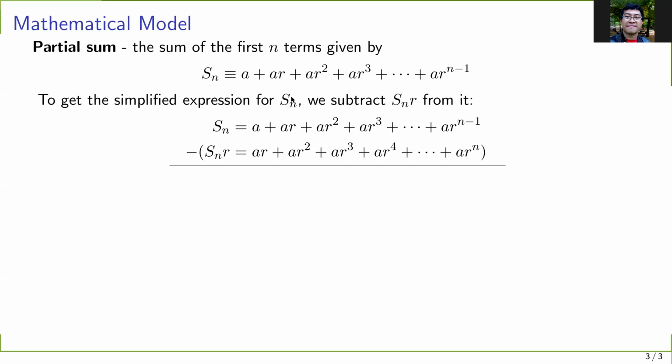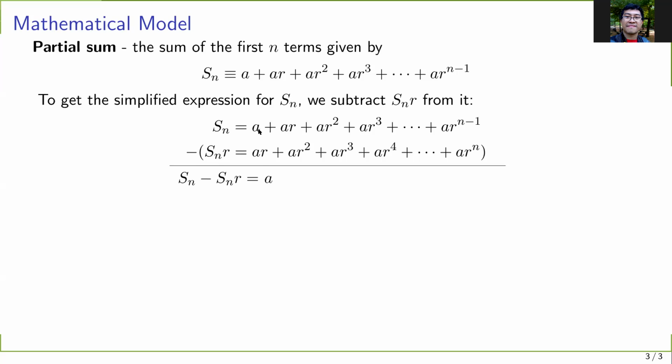We can simplify the expression for Sn. We can do that by subtracting Sn times r from Sn. So let's list down. Sn here is given by this expression. Now we multiply both sides by r, so we get Sn r. Here you have ar squared, and so on. We subtract this equation from this equation, so you have Sn minus Sn r.